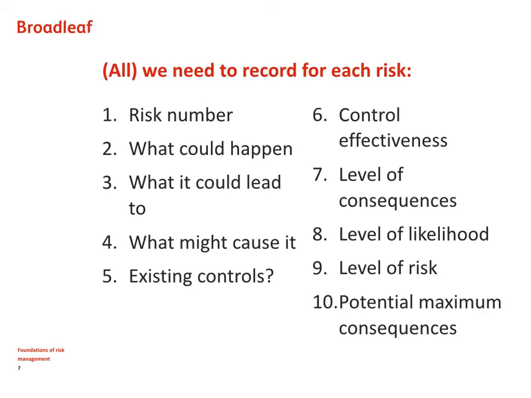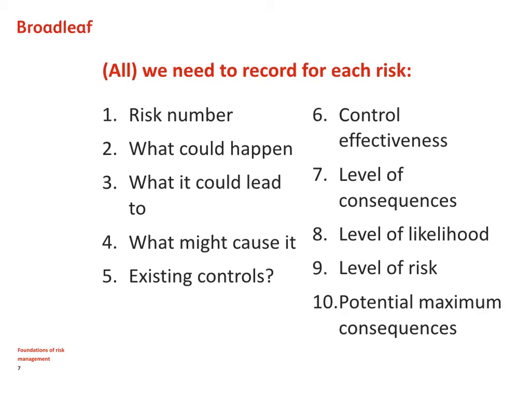Some of my clients, I must admit, have many tens of fields in their risk register, and you do suspect that a lot of the information generated is not used any further. We believe that there are really only 10 pieces of information you need to store in your risk register. The first is a unique number for the risk. The second, the description of what could happen, and then what it could lead to, and then what caused it, and the existing controls. The rest of the risk register is taken up with the outcomes of the risk analysis process where we understand the risk.